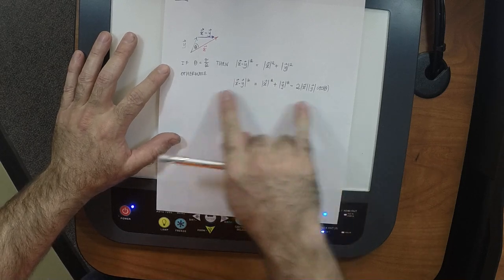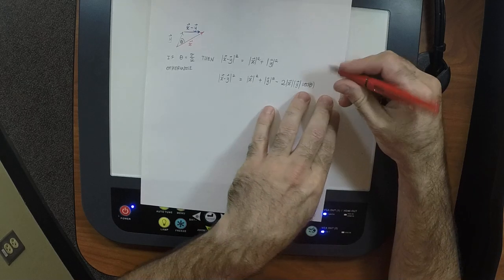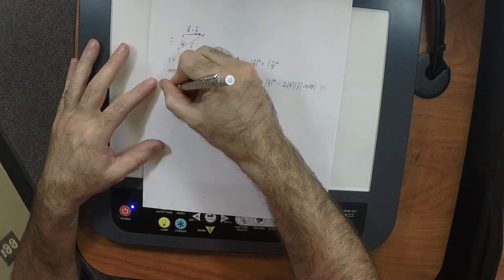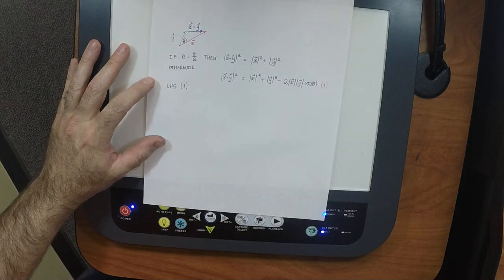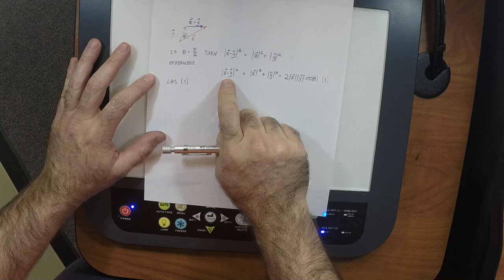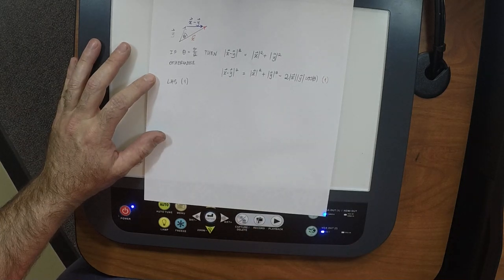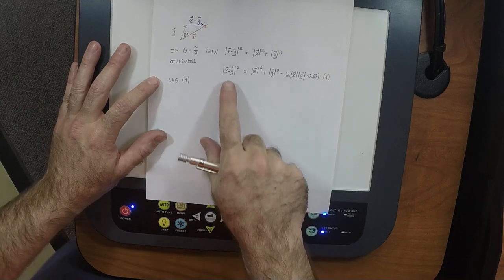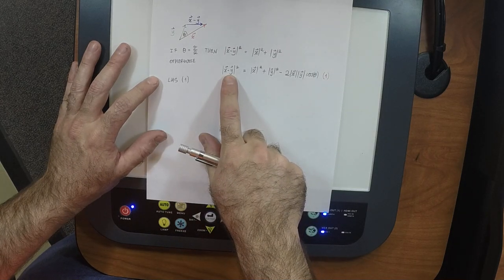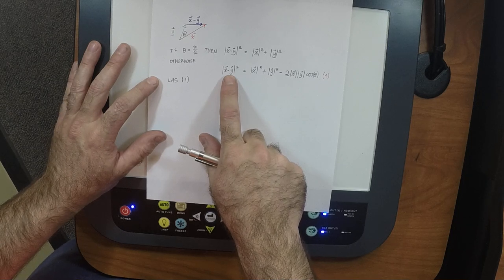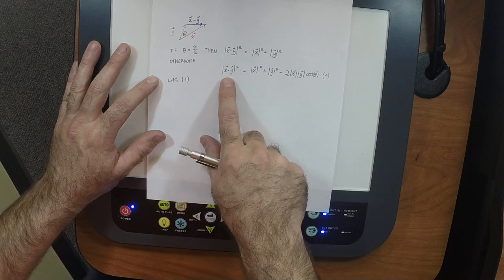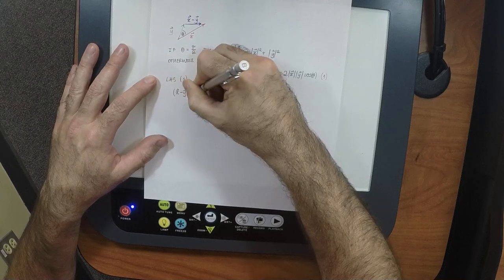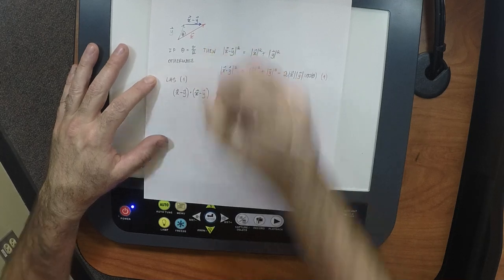So now let's work on each of these. I'll call this equation one. So considering the left-hand side of equation one, x minus y is a vector, and we want its length squared. But remember that length is defined in terms of dot product. So what this is, is x minus y dot x minus y. So that's the left-hand side.